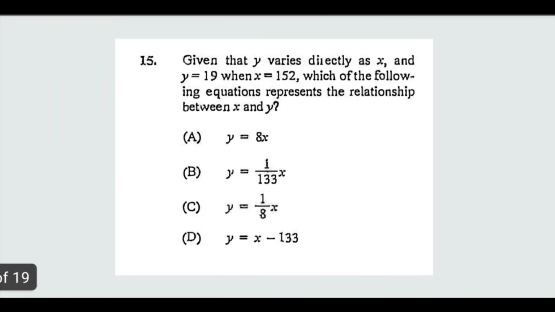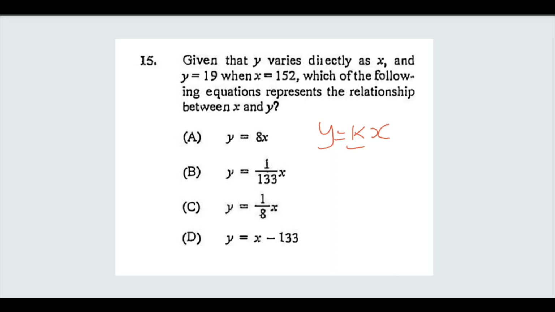Alright, so number 15 says, given that y varies directly as x and y is equal to 19 when x is equal to 152, which of the following equations represents the relationship? Alright, so the formula used for variation is y equal kx, where k is the constant. K is what will relate x to y. So to find the relationship between x and y, we got to find what k is. So we just make k the subject.